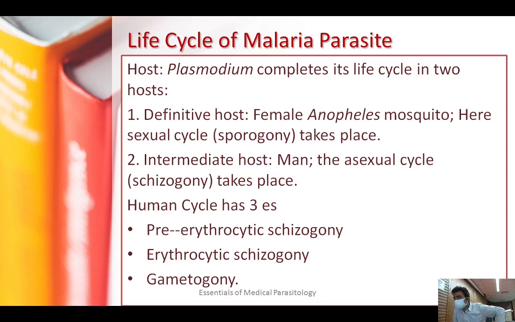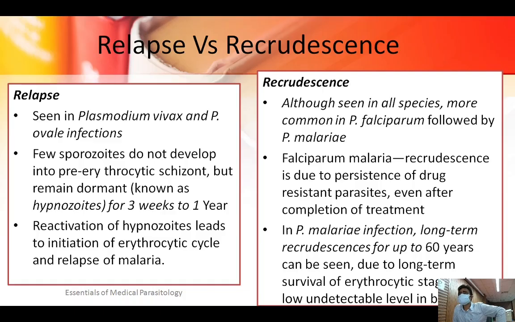Please concentrate in the class, because I speak something and then you forget it the next moment. Now coming to another term, there is something called relapse and there is something called recrudescence. Sometimes people use them interchangeably, but they are very much different. The only common thing is that they give a picture of a reinfection. Though it is not a reinfection, it is the original infection which has occurred, but it manifests differently.